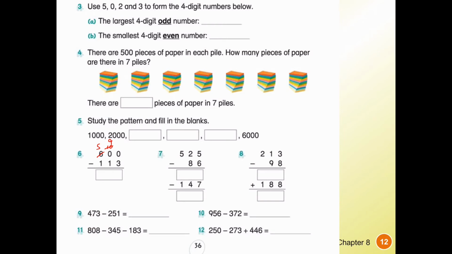So we have 9 in the tens place, and then this makes the unit place a 10. So we'll start from here, and I'll let you work on your own for this question. And for question 12, make sure you do the addition first, 250 plus 446 first, and then do the subtraction.